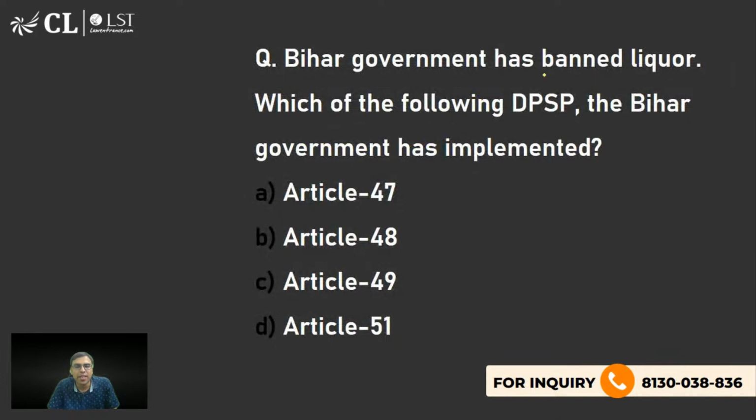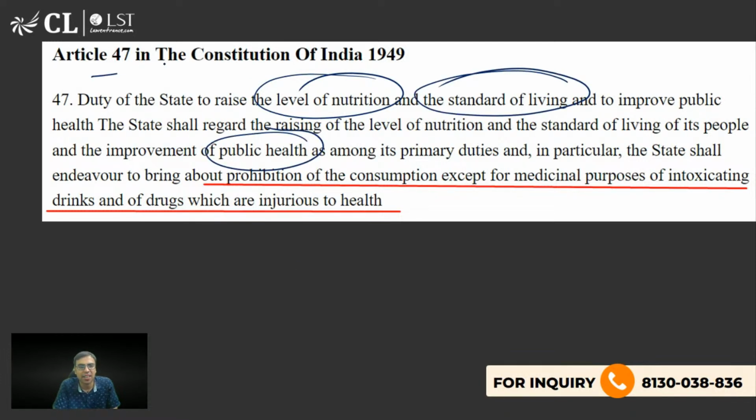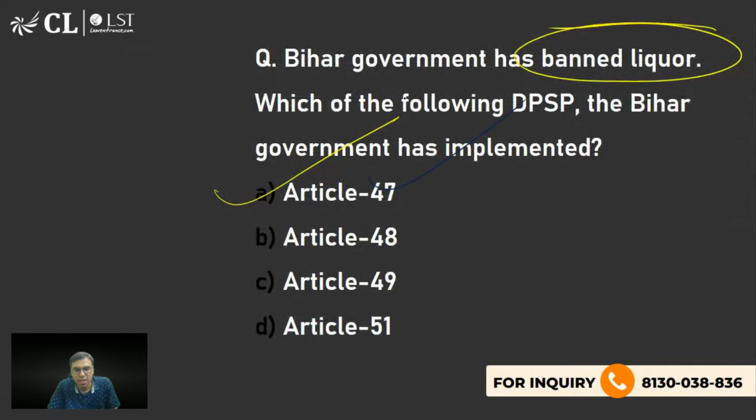The next is the Bihar government has banned liquor. Yes, I was asking since people were asking, sir, should we remember all DPSPs? Remember the prominent ones, 44, 47, 48, 51, these 4-5 prominent ones. Not all, of course it is not possible. Liquor ban is implemented under which article? Right answer is 47. So 47 talks about increasing level of nutrition, standard of living, and public health. So ban on liquor, drinking of drugs and intoxicating substances. Okay. A is the right answer to this question.